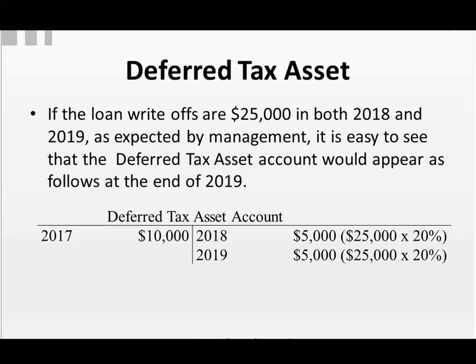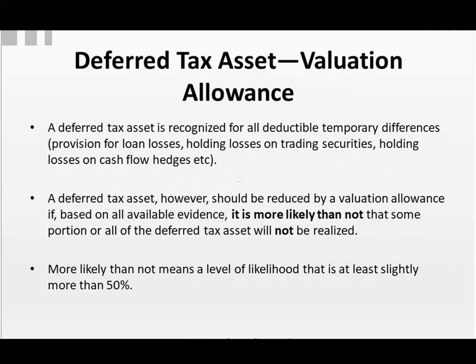Now, if it's an asset, we got another wrinkle. Stay with me. A deferred tax asset is recognized for all the deductible temporary differences. So we could have provision for loan losses, holding losses on trading securities, holding losses on cash flow hedges. All of those things would be losses on the books that you cannot take on the tax return yet. You can take them later. That's why Sammy owes me the deduction. That's why it's a deferred tax asset.